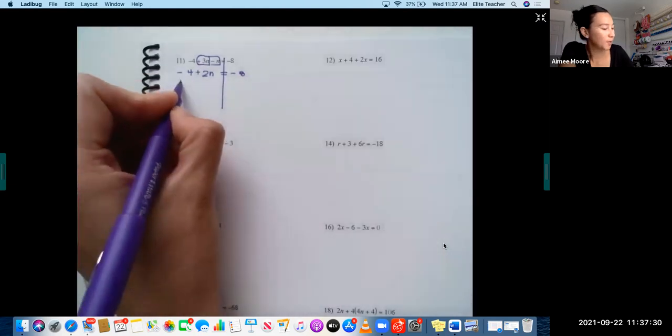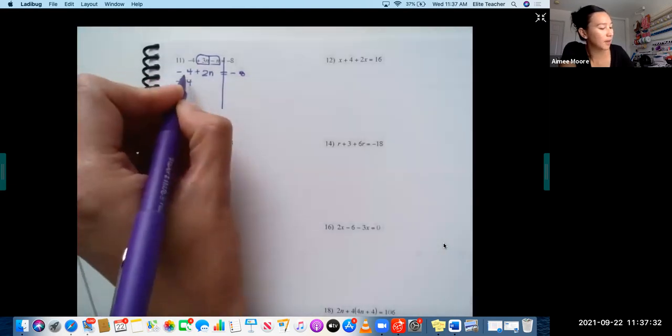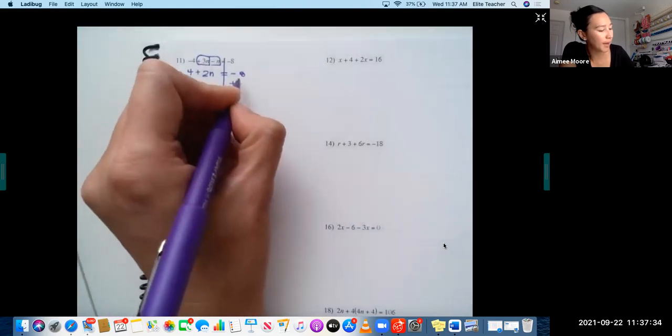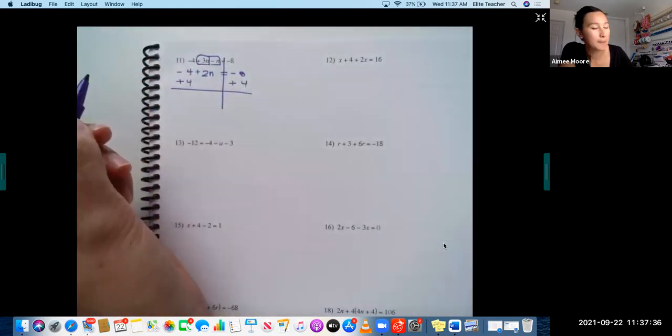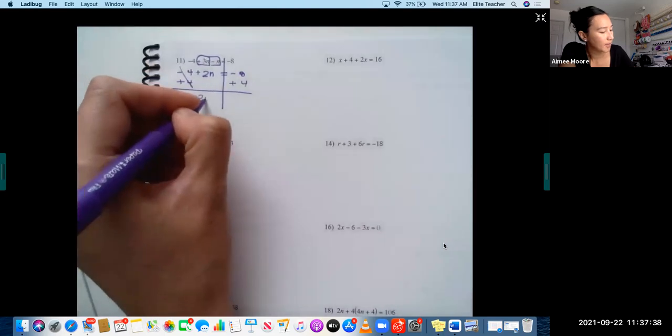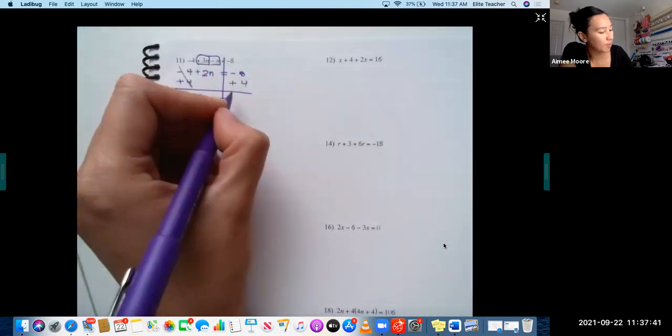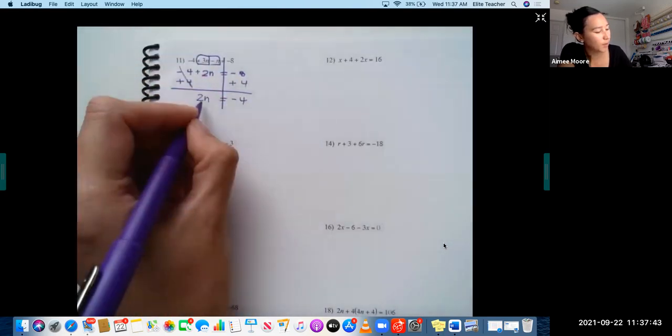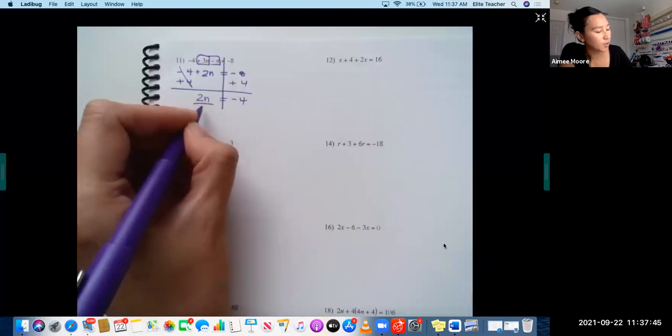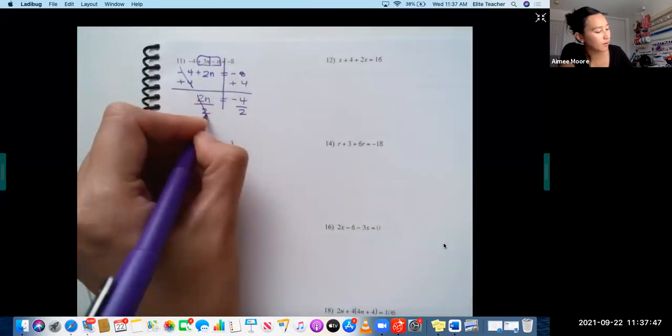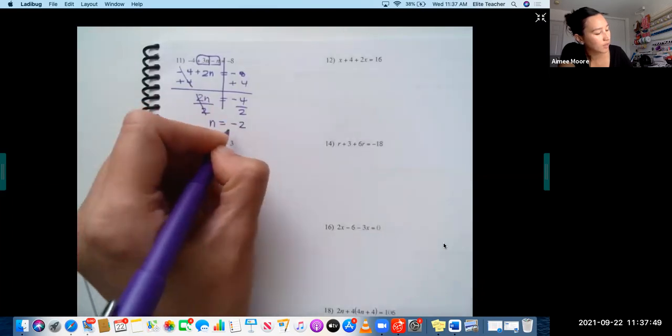So then we're trying to get n all by itself. So we have to undo that negative 4n by adding 4 to both sides. So we get 2n equals negative 8 plus 4, which is negative 4. Then we need to undo the multiplication using division. And so n equals negative 2.